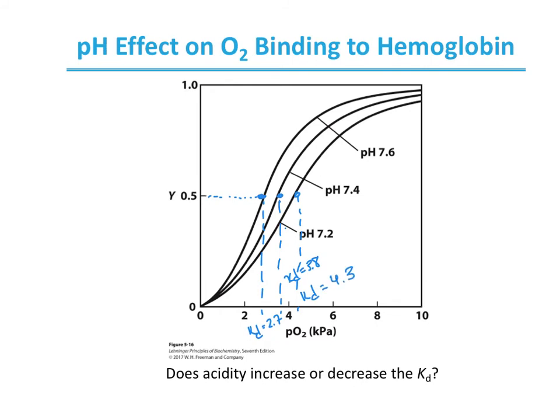So as the pH decreases, the Kd is increasing. What that means is that as the pH decreases, as acidity increases, the affinity for oxygen is lessening.